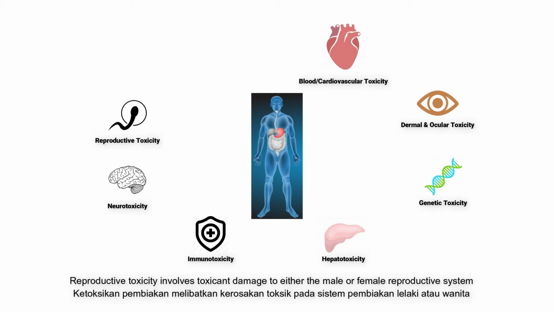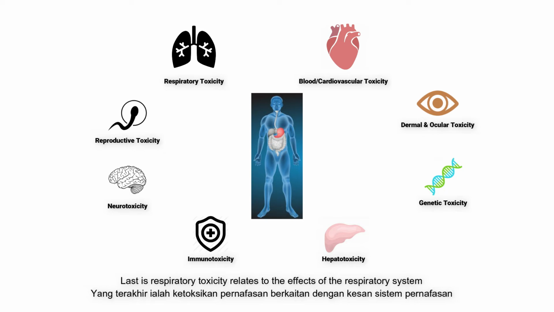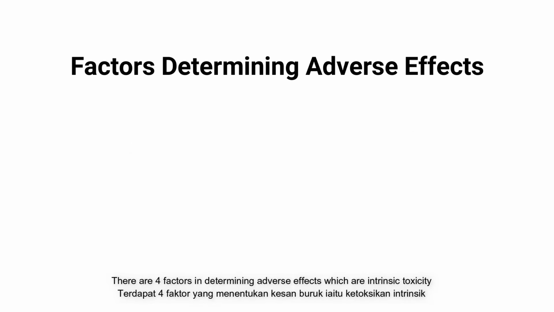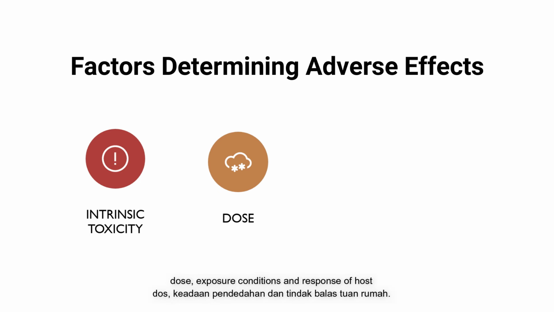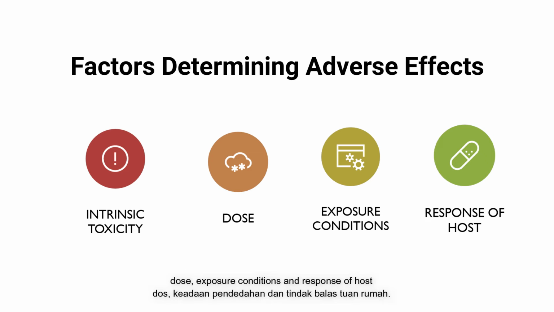Reproductive toxicity involves toxicant damage to either the male or female reproductive system. And last is respiratory toxicity, which relates to the effects on the respiratory system. One of the commonly heard types of respiratory toxicity is lung cancer. There are four factors in determining adverse effects, which are intrinsic toxicity, dose, exposure conditions, and response of host.